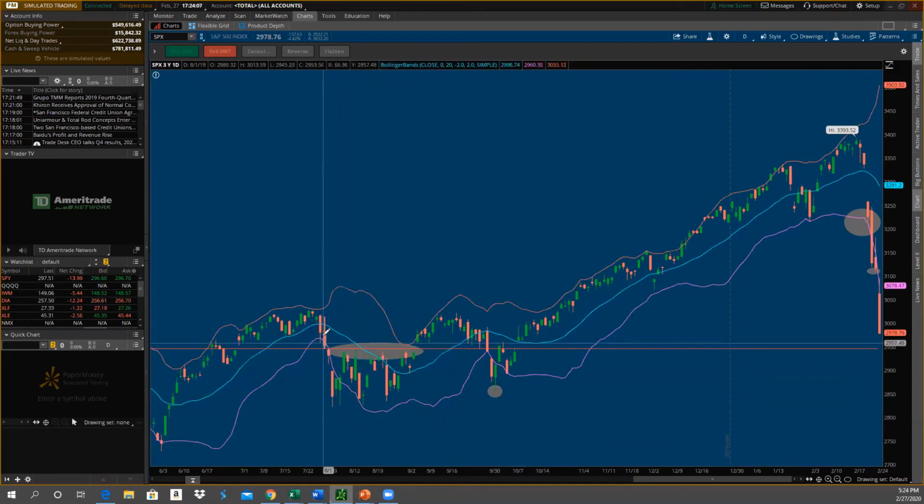Actually, no, this would have been a good trade because we had a close below the band. The second one was there, so my sell stop would have gone just below the low, and I could have made some money on that one.